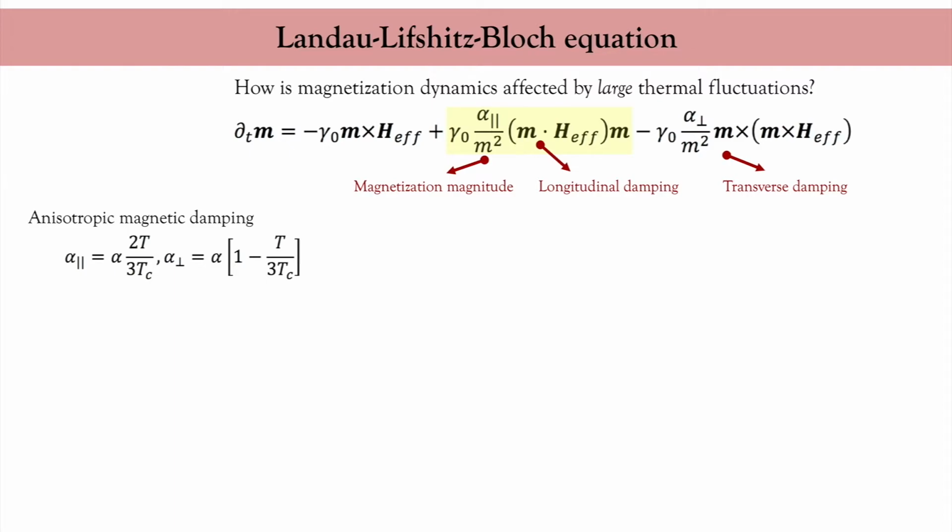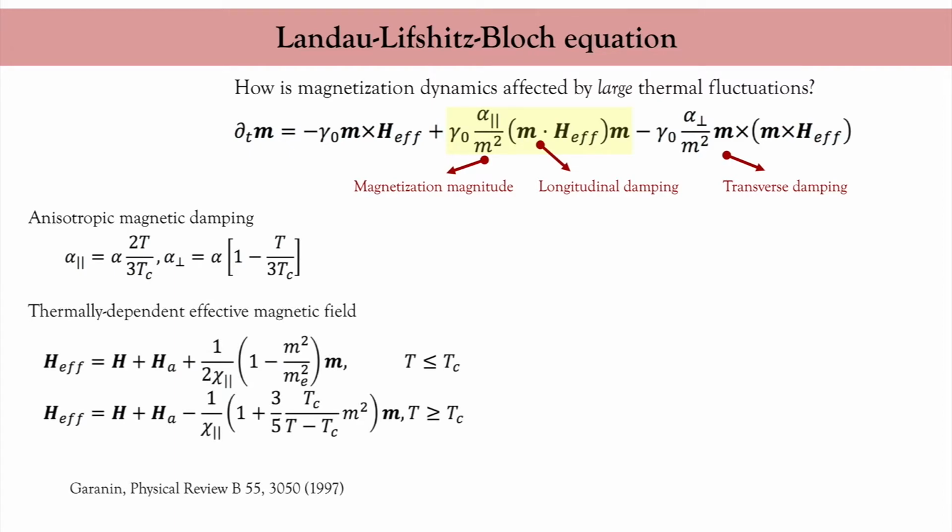The expression of the effective field is a bit more complex as it acquires a new component proportional to the magnetization. Physically, it means that the longitudinal damping depends on the strength of the non-equilibrium magnetization itself. This contribution is proportional to the inverse of the susceptibility. The larger the deviation from equilibrium, the larger the longitudinal damping is.